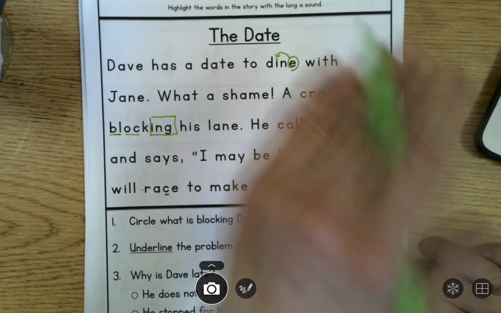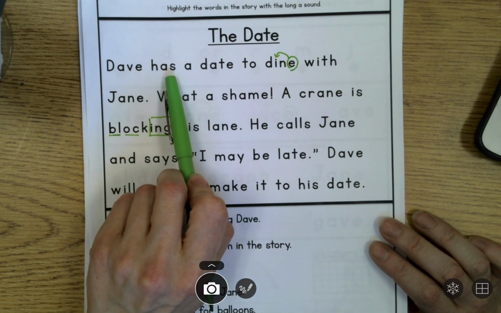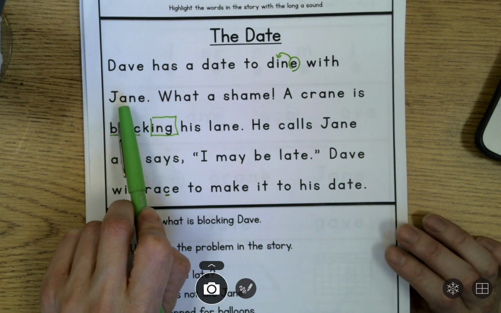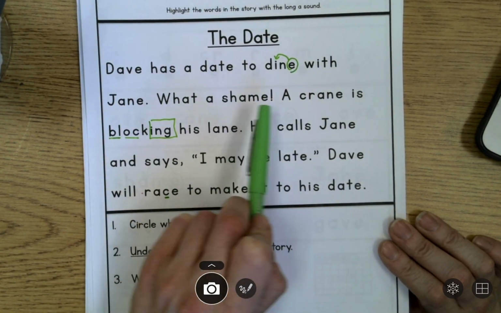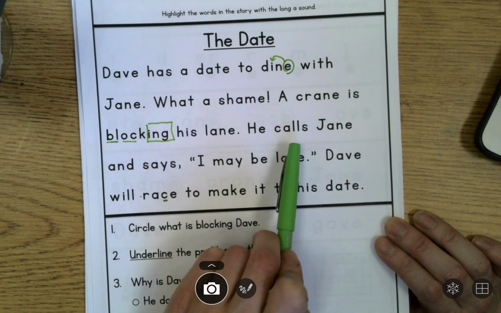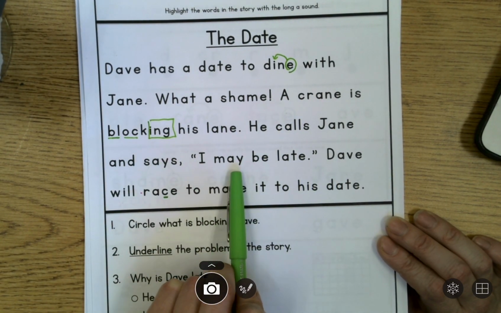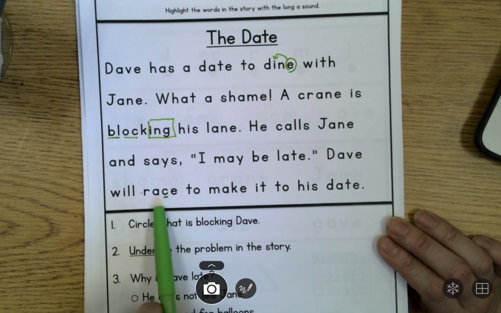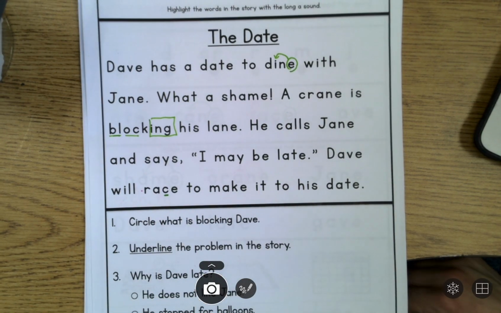I'm going to read it again. Dave has a date to dine with Jane. What a shame. A crane is blocking his lane. He calls Jane and says, I may be late. Dave will race to make it to his date.